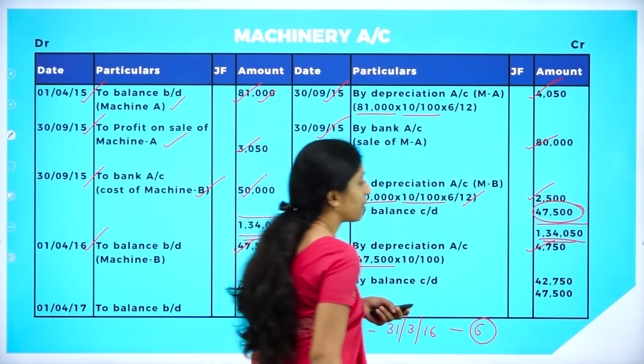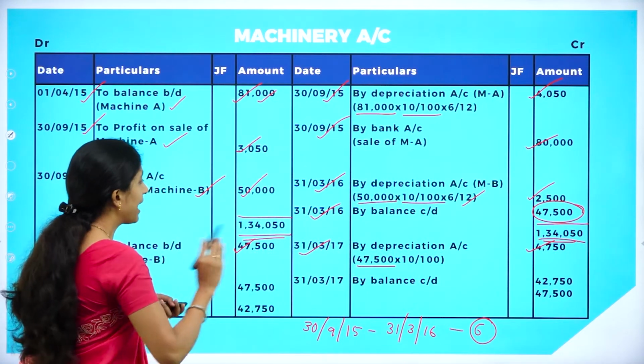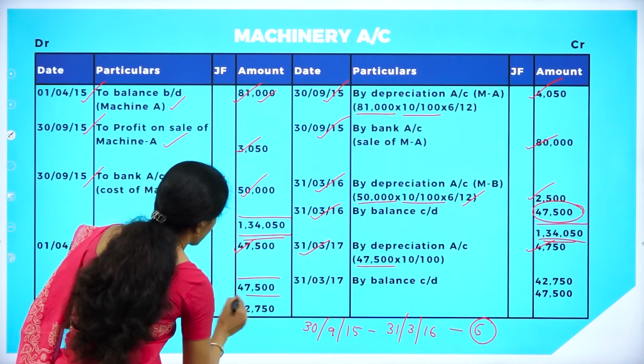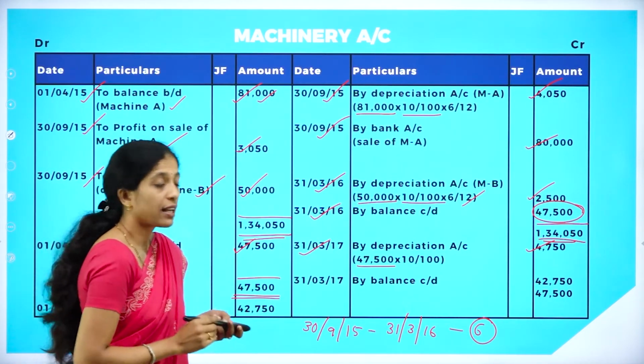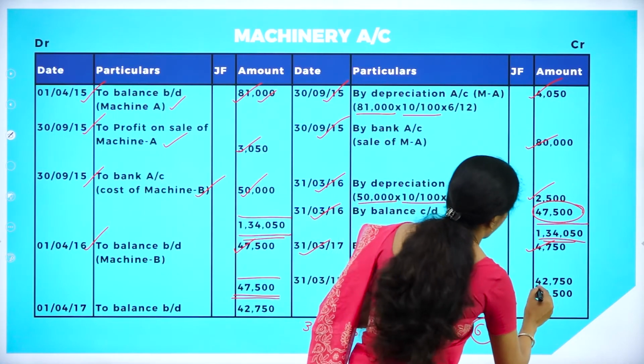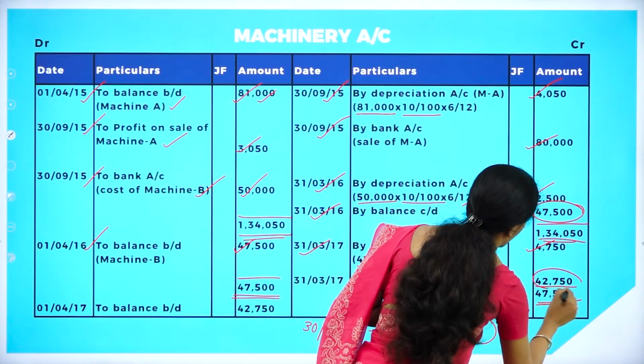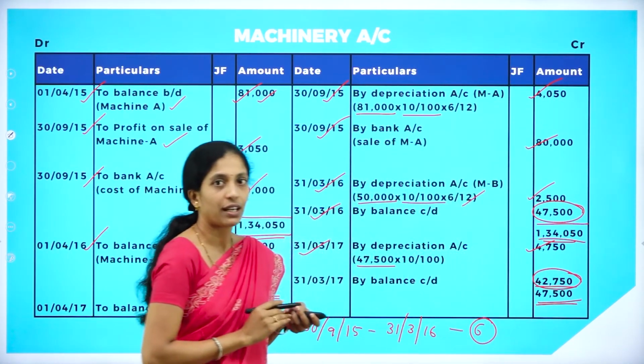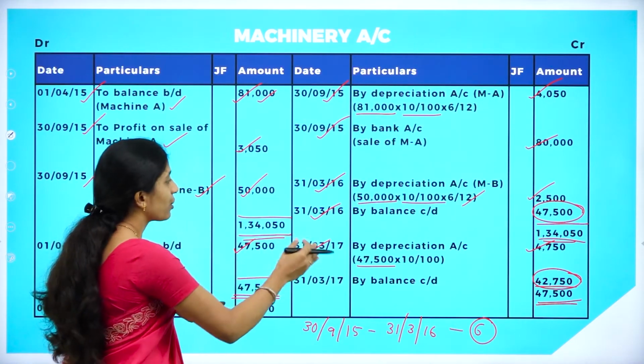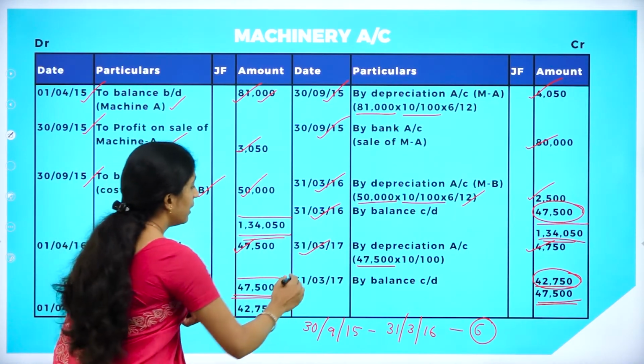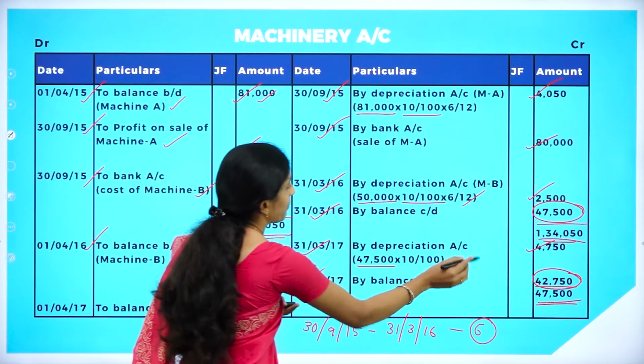So I'll get 4,750. Now balance both the sides. In the debit side it is 47,500. Credit side it is only 4,750. So I'll get a balancing figure of 42,750. So what are you going to do with that? Carry it down for the next year. 31st-3-2017, by balance carried down.